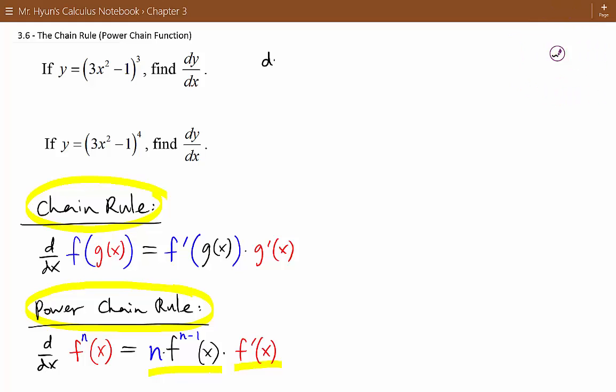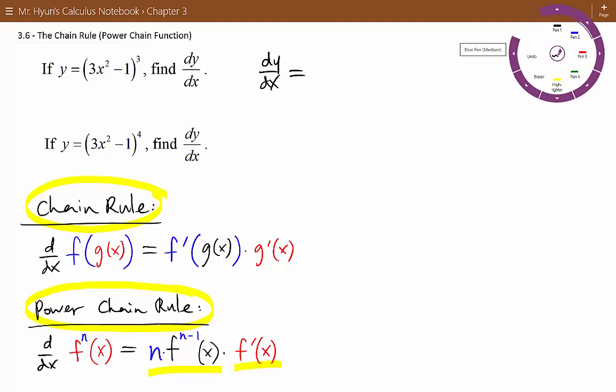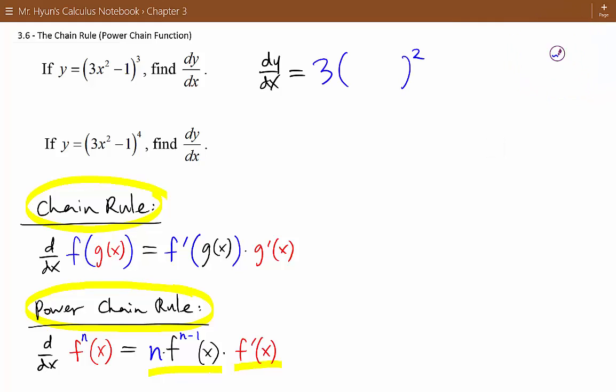So for this one, if we were to solve for dy/dx, the first step would be to use the power rule. In other words, bring the 3 down and lower it to a 2. While we do that, we would leave the 3x squared minus 1 inside the parentheses unchanged. Then we would multiply by the derivative of the inside, which is now a simple power rule, 6x.